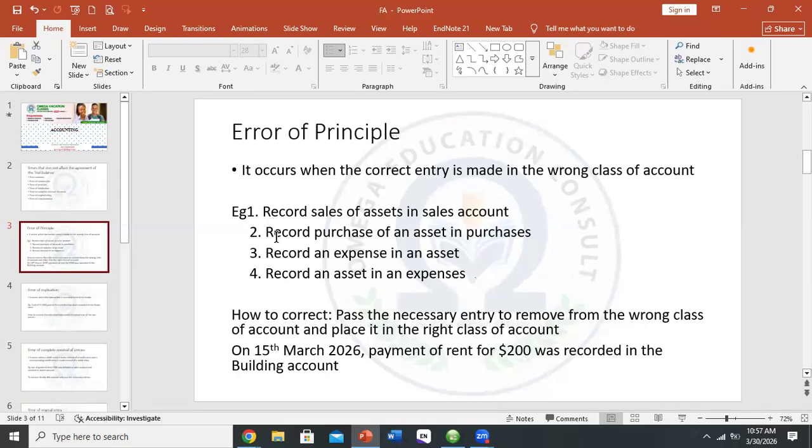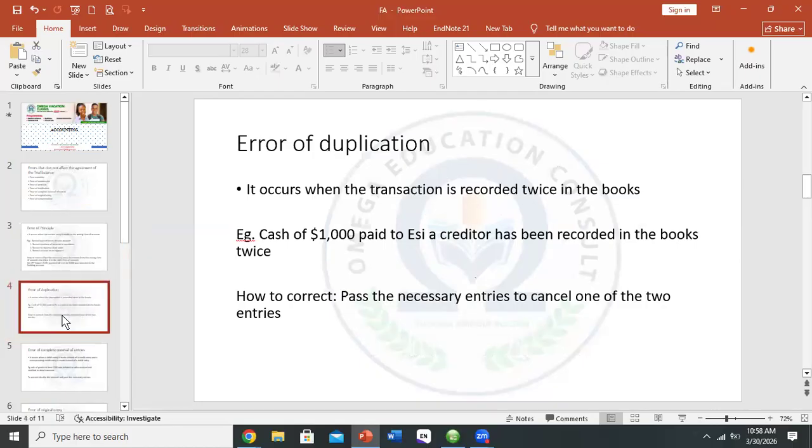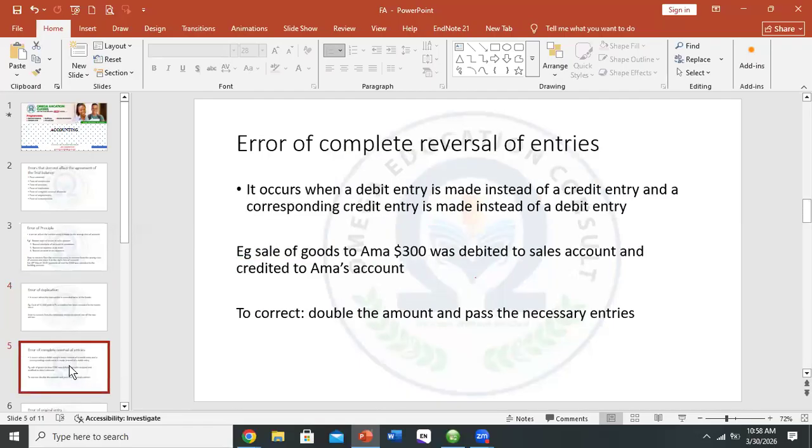Purchase is only for goods, sales is also only for goods, right? So I gave you these clues and how to correct them. You just have to remove it from the wrong class and put it in the right class. Then error of duplication. We saw that here the transaction has been recorded twice. So what do you do? You pass an entry to remove one of them. Complete reversal. We say the double entry has been reversed.